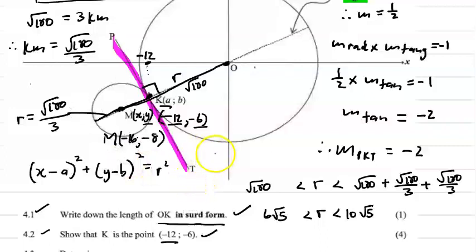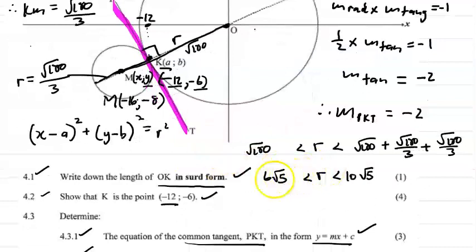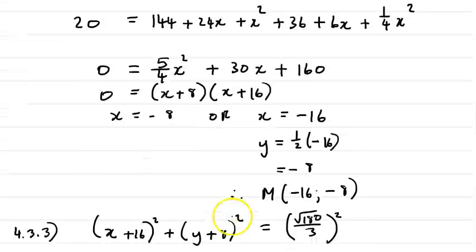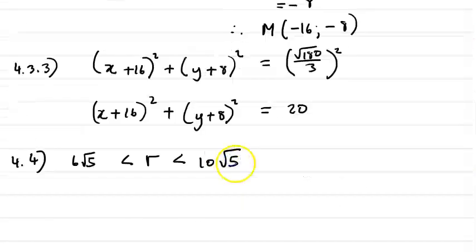Alright, so let's go look at the last question. Okay, so we can write here r is greater than 6 root 5. So that will be 4.3. Okay, let's go write that down.